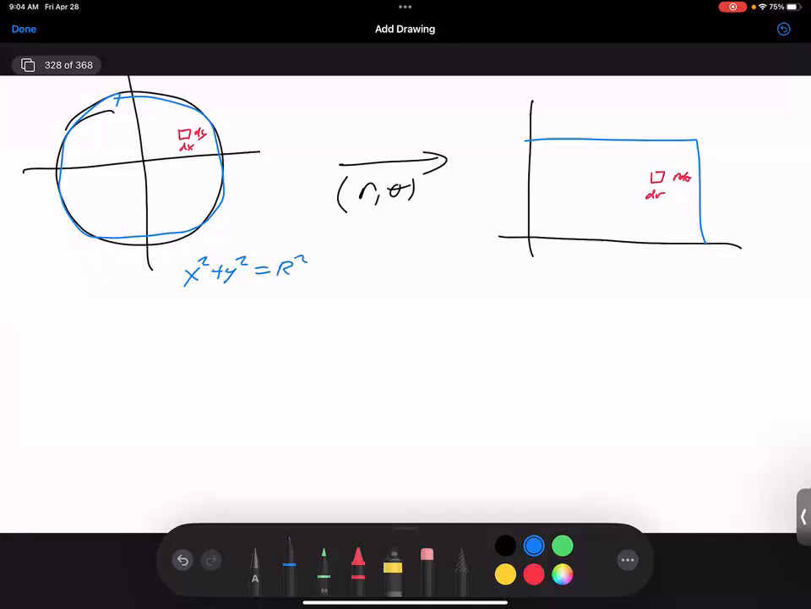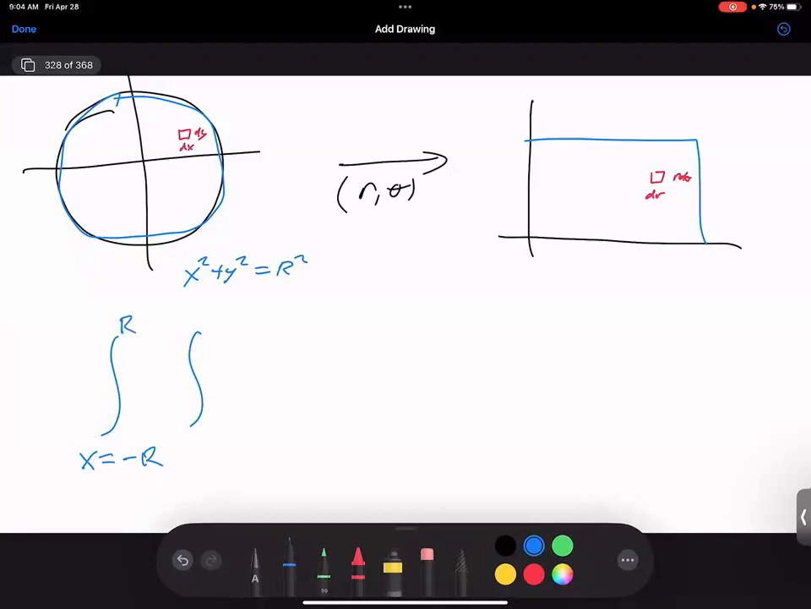So I want to integrate a function. Do you want to integrate with respect to x first or with respect to y first? X. So x, if I'm doing the unit circle, where does x go from where to where? What's the smallest value of x? What's the largest value of x? Negative r to r.